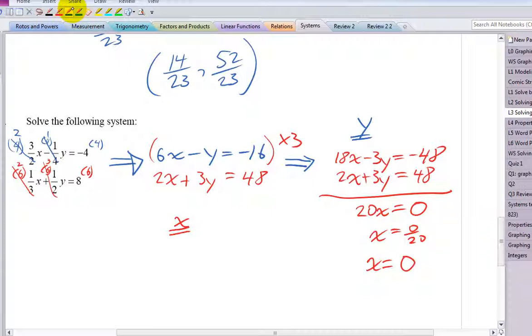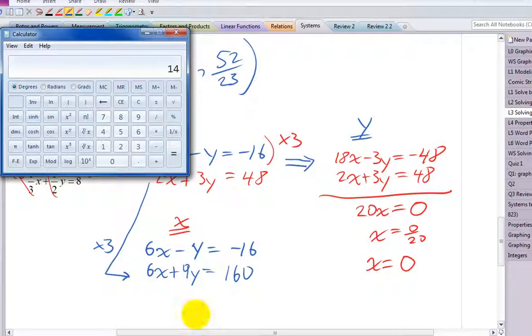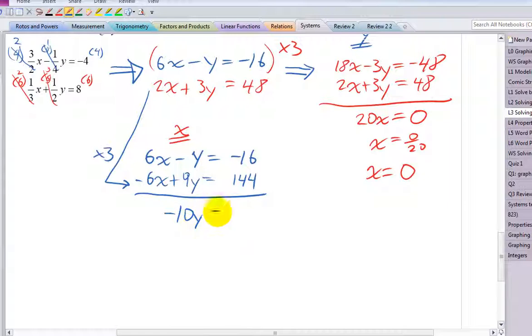Okay, go ahead now, and let's get our x's the same. So I wouldn't change the top equation, but change the bottom one so that your x's can cancel to 0. So you want to multiply it by 3. Okay, good. Is that 160? 144. Okay, the next one was, we subtract. Ooh. So we need 10y equals negative 160. So y equals 16. So the point is (0, 16).